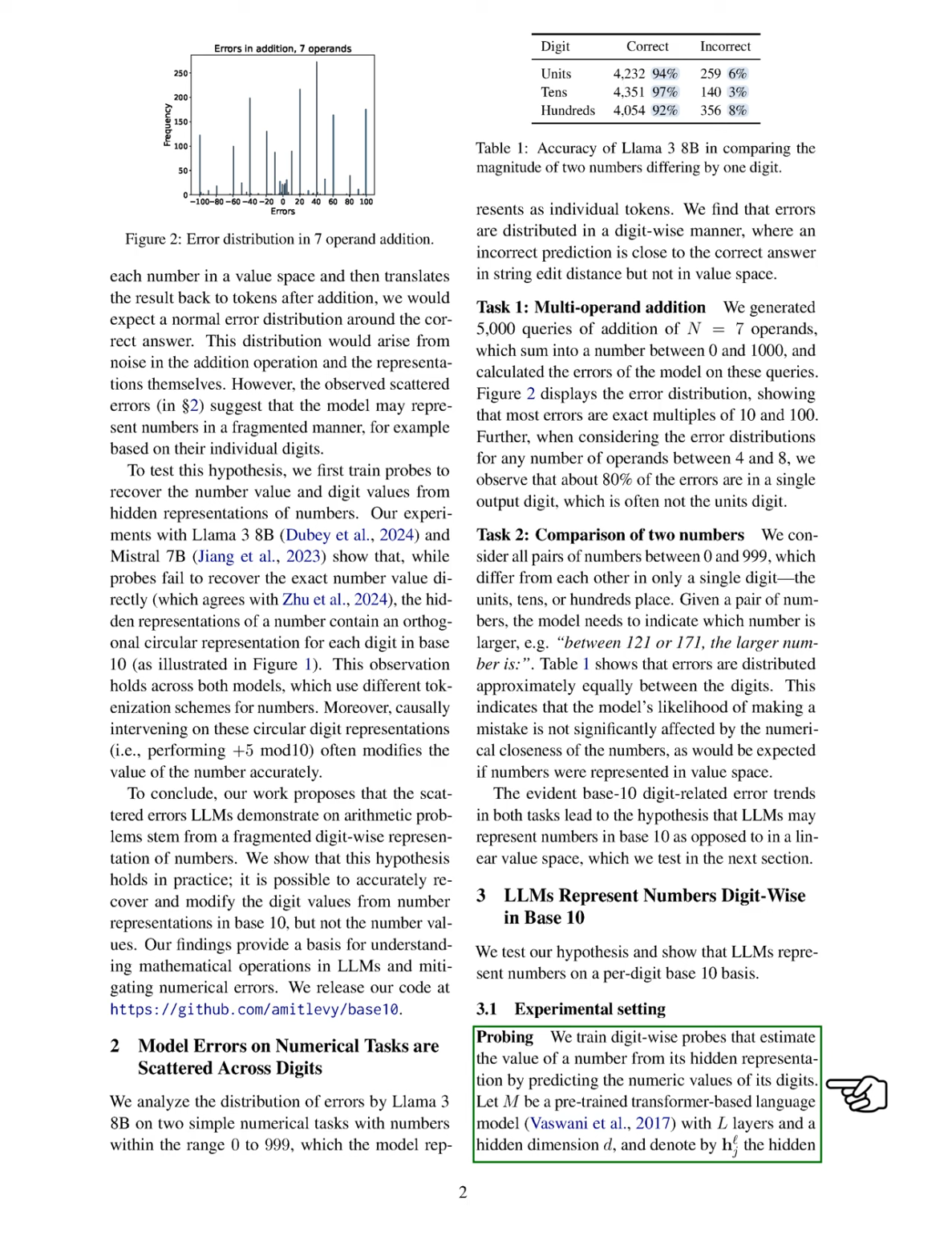We consider a pre-trained transformer-based language model with multiple layers and hidden dimensions. For each digit and layer, we create a circular probe that predicts the value of a specific digit from the model's hidden representation of a number.